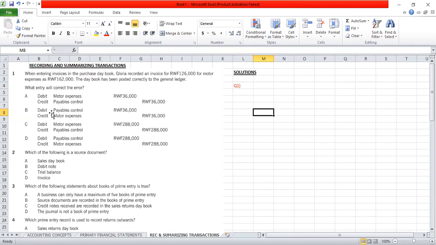From payable, we will debit payable control and credit motor expenses, because we have to reduce this account of motor expenses and reduce the payable control of this invoice. The correct answer is B.